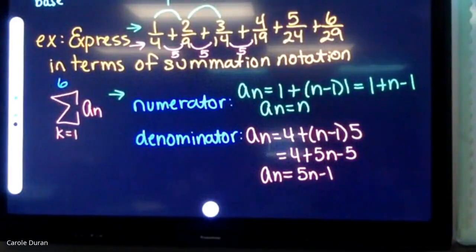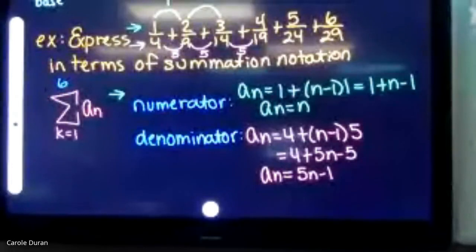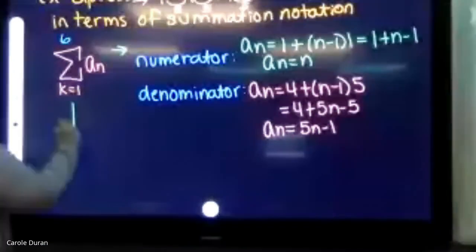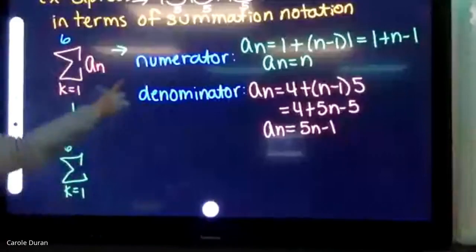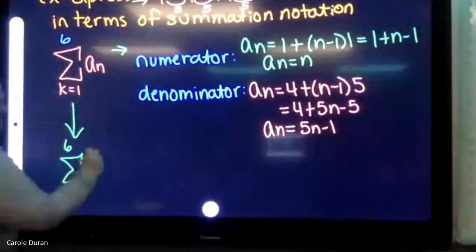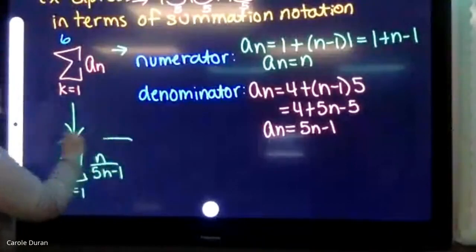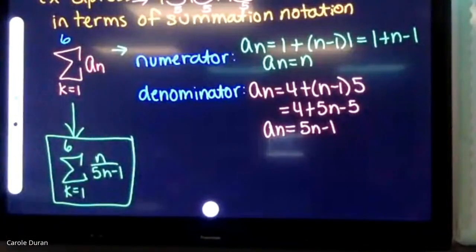Are we all okay with that? So when you're given a fractional sum or sequence, we treat the numerator and denominator independently. And then I will put these nth term rules together to create the overall nth term rule for my entire sequence. So that's the last little piece I need to fill in here. So my summation goes from 1 to 6 of my numerator rule over my denominator rule. And that's all I needed here. So this is equivalent to the summation from 1 to 6 of n over 5n minus 1.